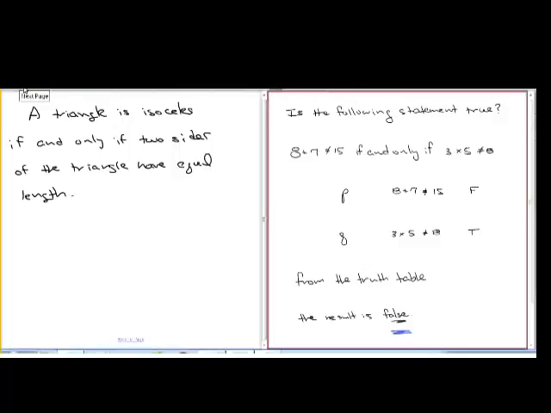And another triangle example. A triangle is equilateral if and only if all three sides of the triangle have the same length. So again, it's just a formalized way of creating a linkage that's always true.